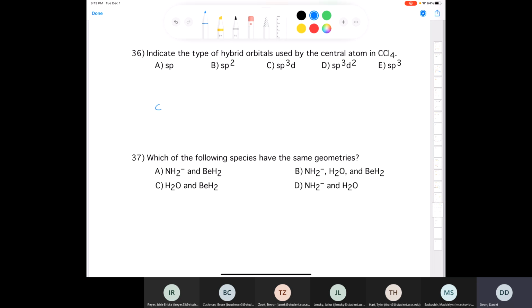So if we look at the Lewis structure of carbon tetrachloride, we can see that the carbon is bound to the 4 chlorines. Another way of saying that is that the carbon has 4 regions of electron density, and therefore it is going to be sp3 hybridized. And so the answer is E. The carbon is sp3 hybridized.